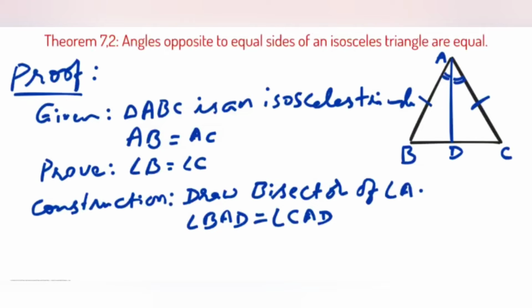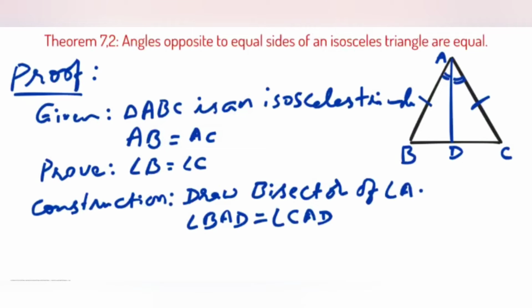You want to prove angle B and angle C are equal. To prove this, you are going to show that this triangle and this triangle are congruent. If you show that triangle BAD and triangle CAD are congruent, then by CPCT, the corresponding parts of the congruent triangles will be equal. So then you can easily say that angle B and angle C are equal. Now let us write how the two triangles are congruent.